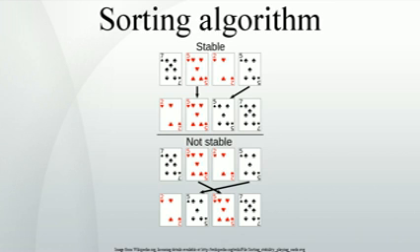The algorithm finds the minimum value, swaps it with the value in the first position, and repeats these steps for the remainder of the list. It does no more than n swaps, and thus is useful where swapping is very expensive.